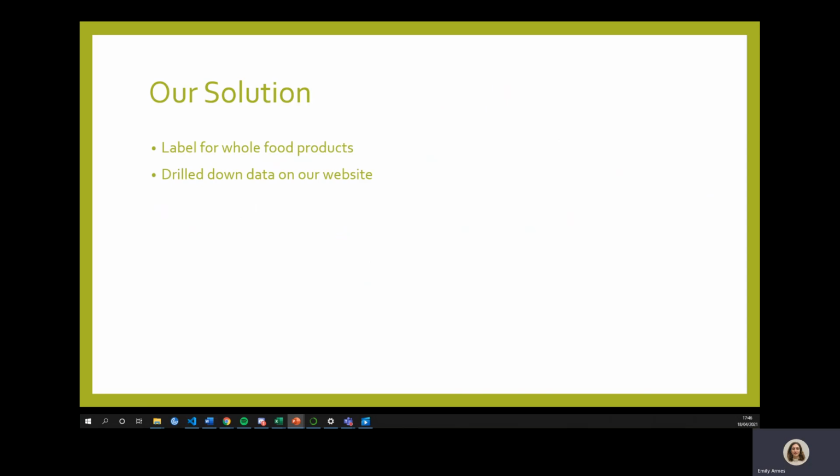So our solution is to create a label for whole food products which represents the carbon emitted by each food, and then to expand that onto all other food products that you can find in stores. And then potentially to create this as a legal requirement in order to sell any food product.